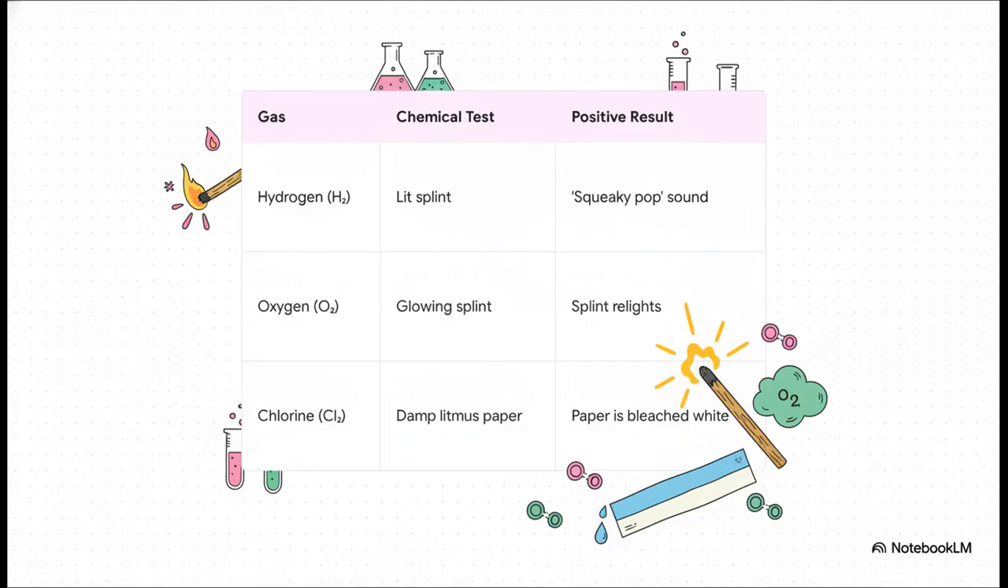This table right here, this is pure gold for your revision. You need to know these 3 tests and their positive results off by heart. For hydrogen, a lit splint gives that classic squeaky pop. For oxygen, a glowing splint will relight. And for chlorine, damp blue litmus paper gets bleached and turns white. Know the test, know the result, no excuses.